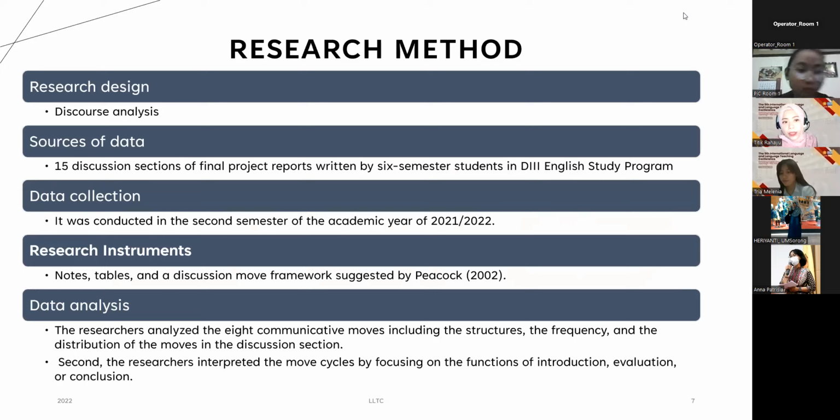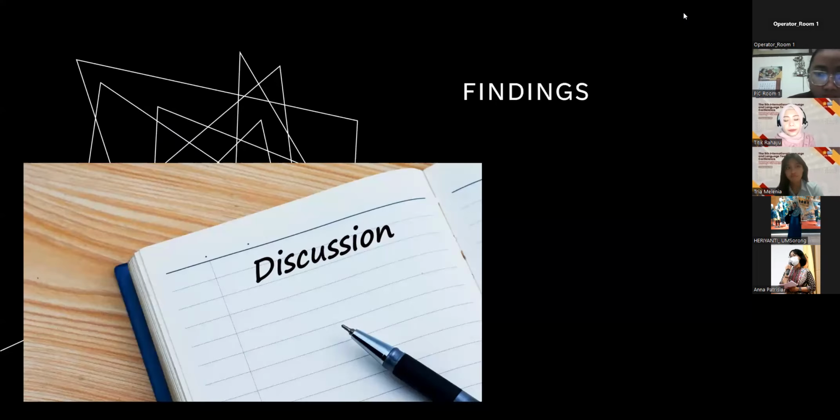And for the research method, we used discourse analysis on 15 discussion sections of final project reports. If you have questions about what final project reports are, this is a specific term used for a kind of thesis developed by diploma students. It was conducted in the second semester of the academic year 2021-2022. The research instruments we used were notes, tables, and a discussion move. For the data analysis, we analyzed the 8 communicative moves, including the structures, the frequency, and the distributions of the moves in the discussion sections. Then the researchers interpreted the move cycles by focusing on the functions of introductions, evaluations, and conclusions.